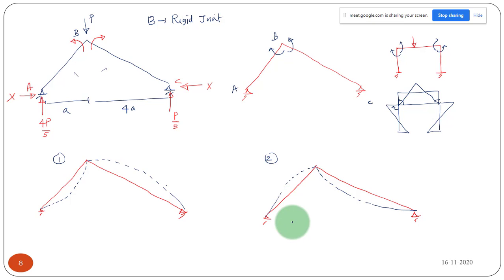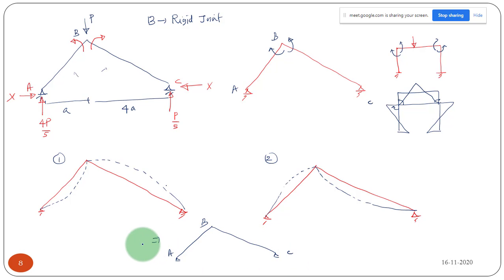But here, finally, both deformations 1 and 2 are not possible. Finally, what happens is it will just remain as it is. After applying the load also there won't be any sagging or hogging in these two members, so this member will remain as it is.